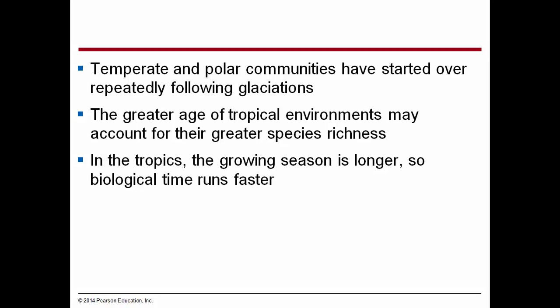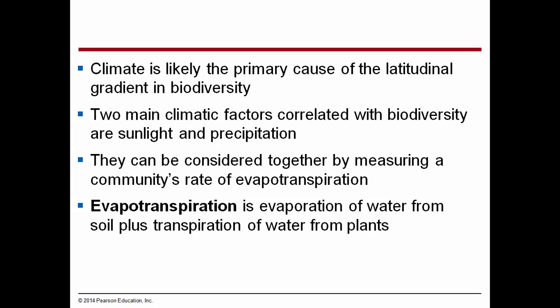The greater age of tropical environments may account for their species richness. It's partly their greater age, and it's partly the fact that they've got a lot of sunlight and a lot of moisture. In the tropics, the growing season is longer, so biological time runs faster. The climate is likely the primary cause of the latitudinal gradient in biodiversity. Two main climatic factors correlated with biodiversity are sunlight and precipitation. They can be considered together by measuring a community's rate of evapotranspiration.